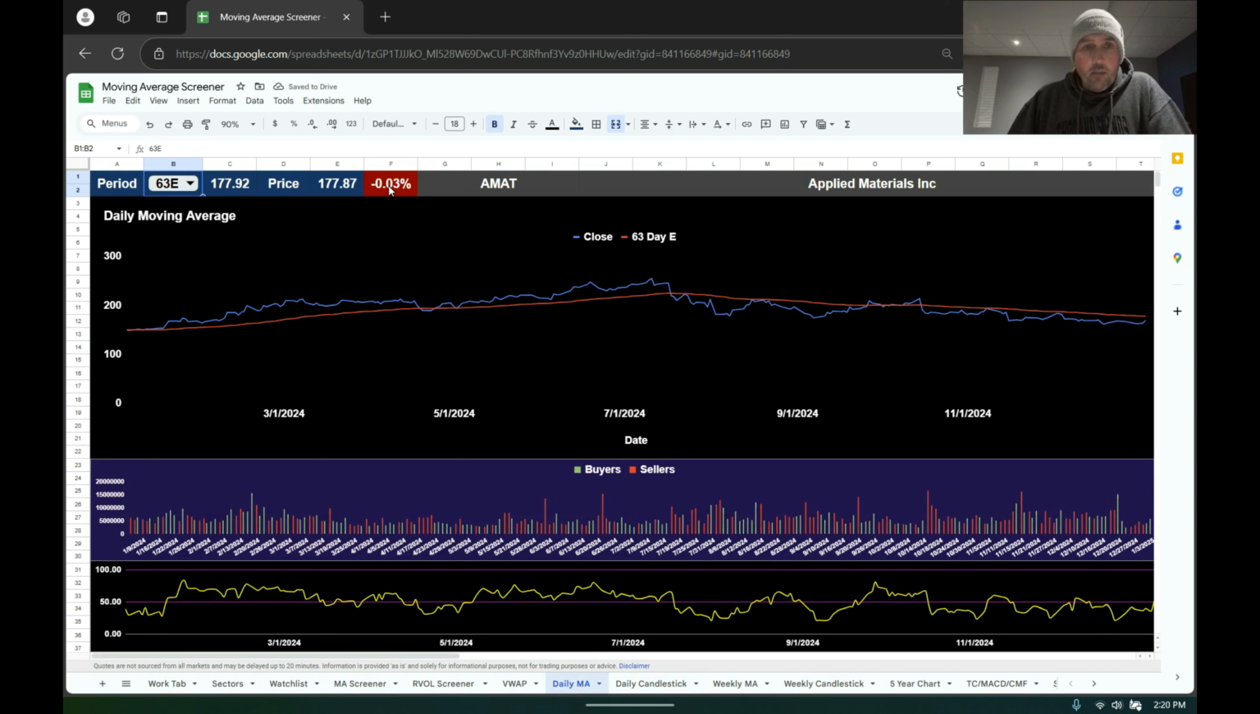If we look at the daily moving average, put this back to the 63 exponential, we are below it, but we are converging right up to it. So we are below it a little bit here, but it's trying to cross right now. So all it needs to do is get to 177.92 to get above the 63 exponential moving average, 5 cents more.